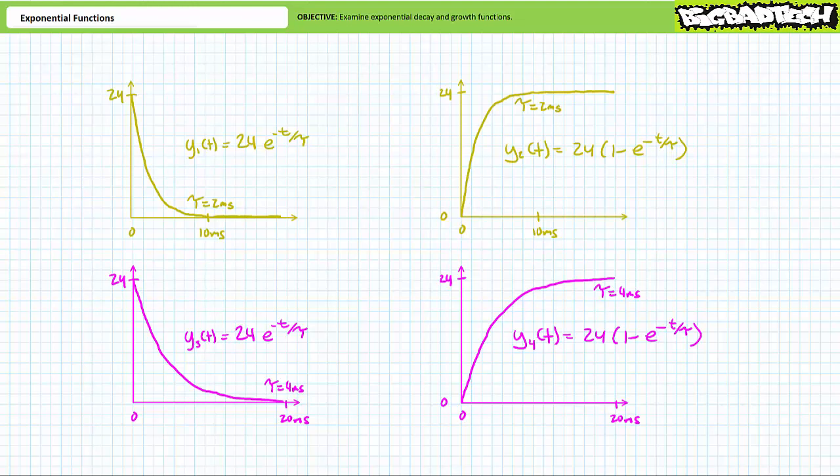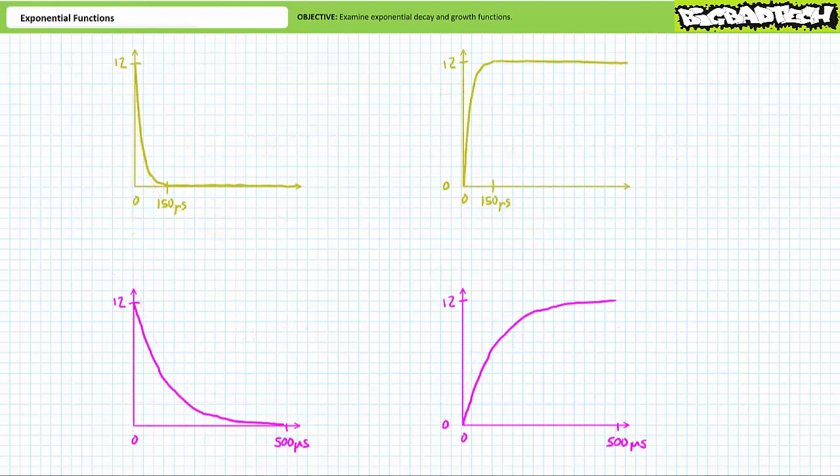Again, the time constant tau influences the compression or expansion of these transient functions on the horizontal time axis. Functions with smaller time constants make the same transition more rapidly, whereas functions with larger time constants make the same transition over a longer time period. Let's quickly check your understanding of this concept before we move on.